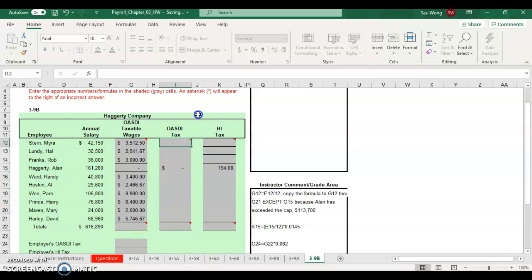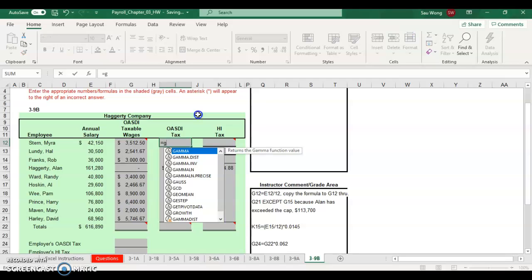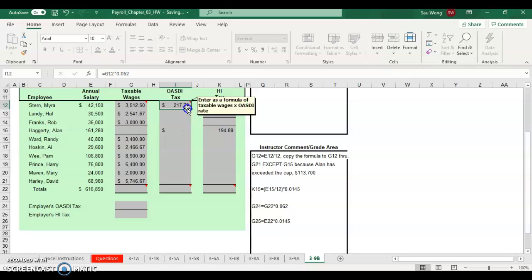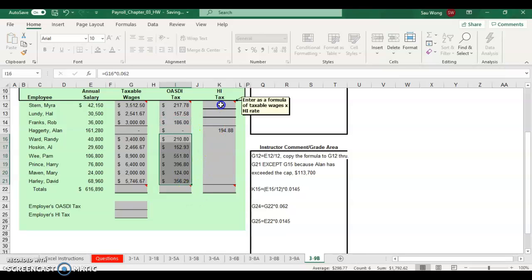Okay, and OASDI would be G12 times 0.062, and then you drag down the formula. Oh no, you go back here. Okay, you drag down the formula to I14 only. Okay, and then you copy from I14 to I16 through I21.